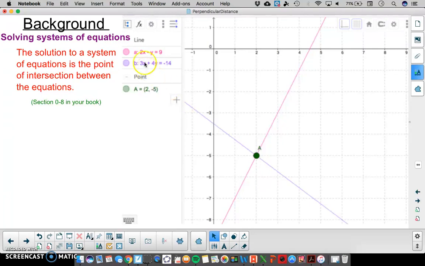So here we have the line 2x minus y equals 9, which is the pink line, and 3x plus 4y equals negative 14, which is the purple line. Where those two lines intersect at point A is the solution to that system, at (2, -5).